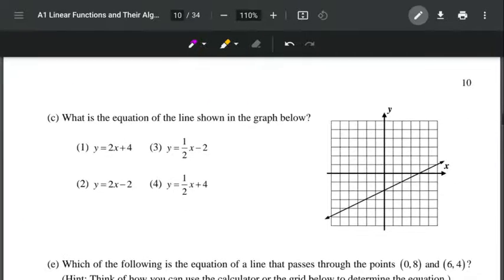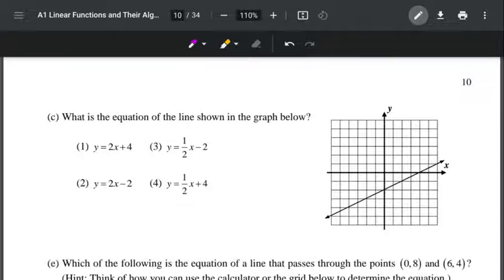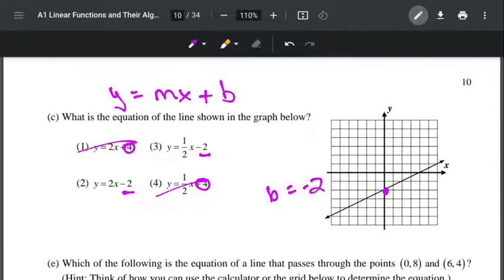Okay, this one right here, letter C. What's the equation of the line? Let's start with our b. Our b is negative 2. Remember, y equals mx plus b, so our last number needs to be a negative 2. Those 4, we can cross off. Now we've got to look at the slope. Up 1, right 2, so our slope is 1 over 2. Our answer is 3.